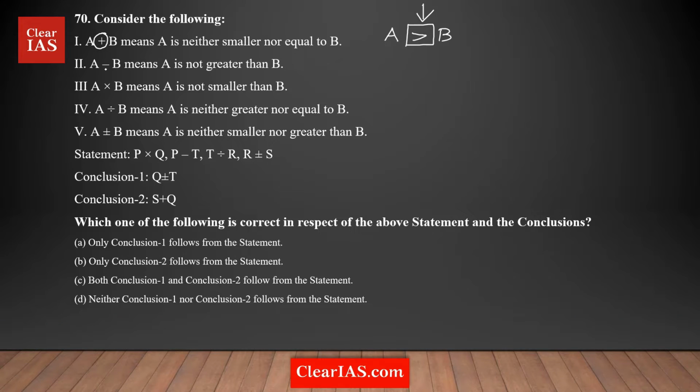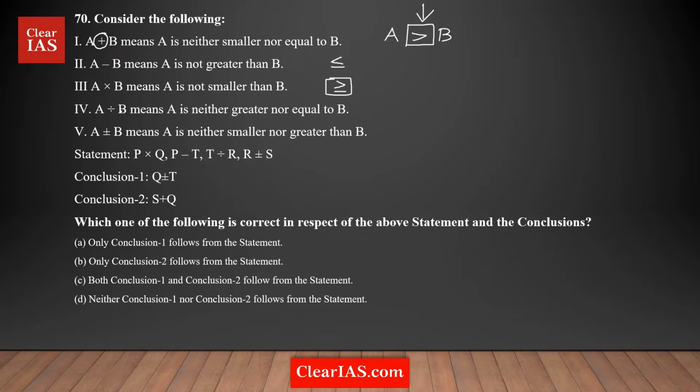Similarly, what do you mean by the minus symbol? A minus B means A is not greater than B. Not greater than B means it could be less than or equal to. So the first thing you need to do is identify which inequality sign each symbol represents. So minus represents less than or equal to. What about cross? A cross B means A is not smaller than B. Not smaller means A is greater than or equal to. So the cross symbol represents this inequality sign.